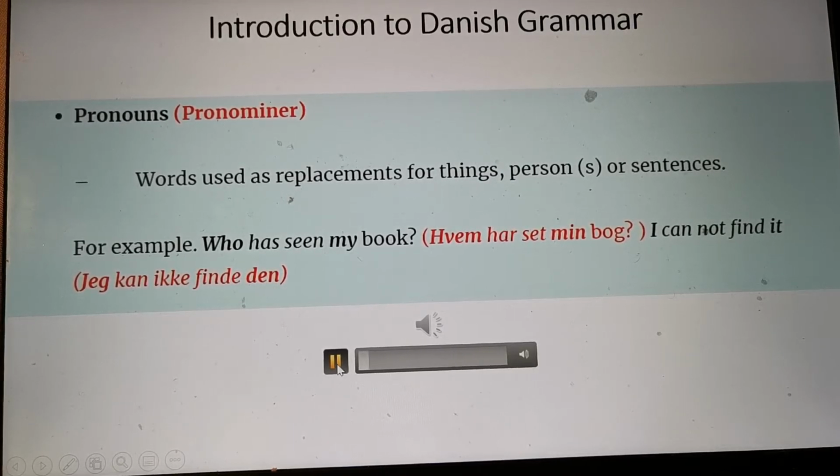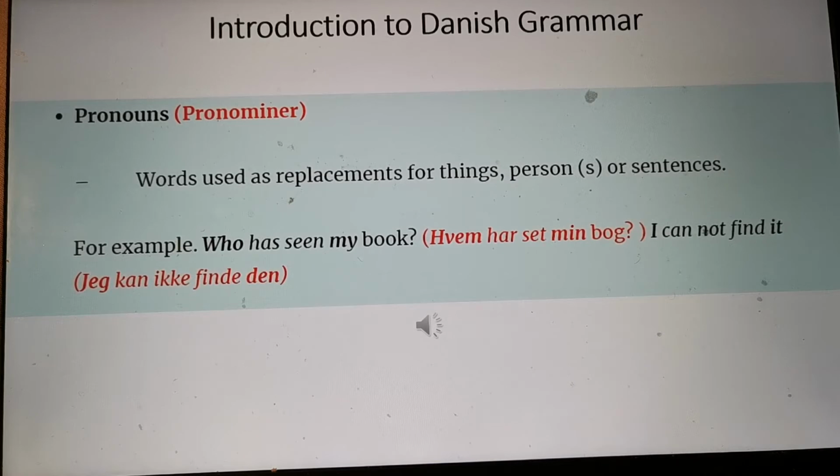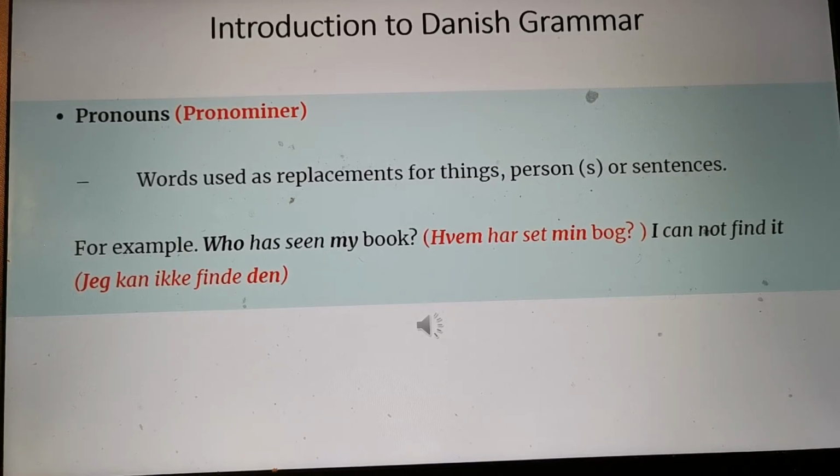The part of speech we will now introduce is pronouns, referred to in Danish as pronominer. Pronouns are words used as replacements for things, persons, or sentences. For example, who has seen my book? In Danish, Hvem har set min bog? Or I cannot find it. In Danish, Jeg kan ikke finde den.